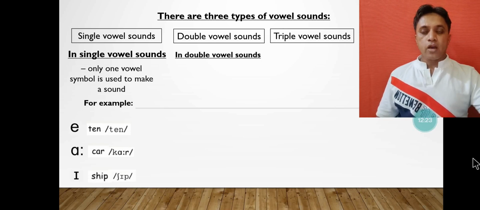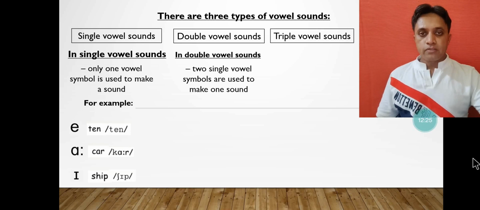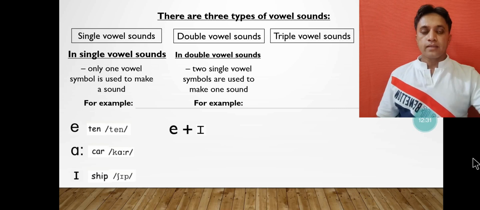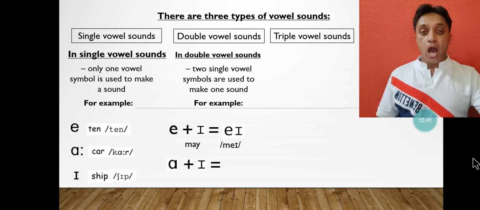In double vowel sounds, two single vowel symbols are used to make one sound. For example, e plus i is equal to a, like may. A plus i is equal to i, like dice.